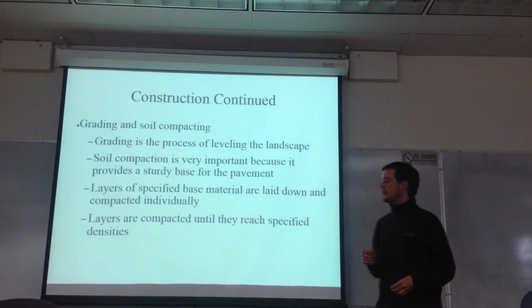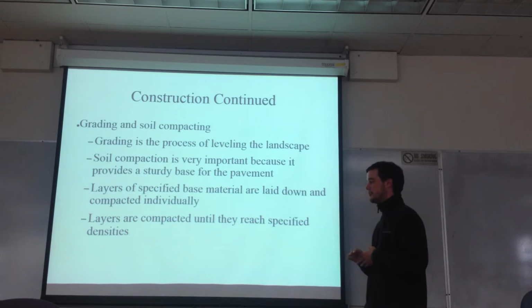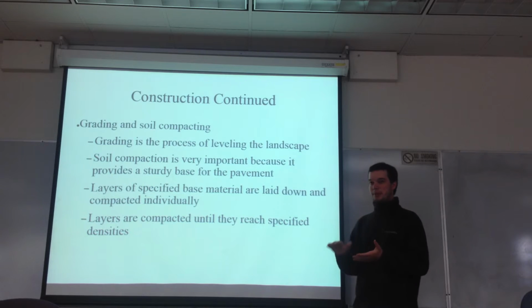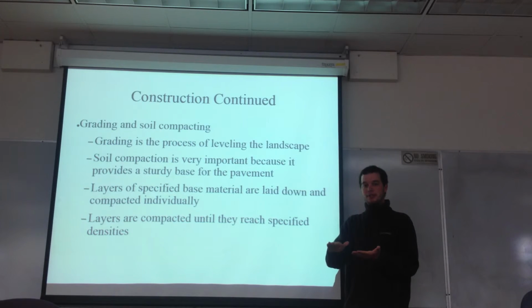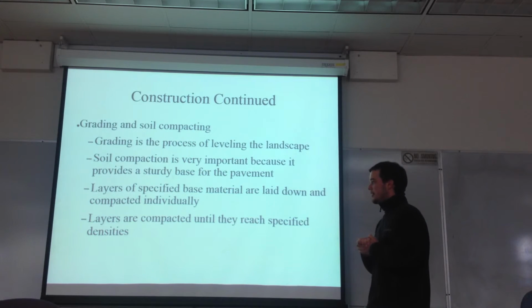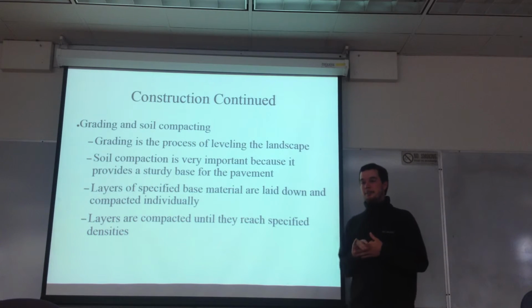Grading and soil compacting. Now, as I said before, the soil compaction and the soil process is very important. So when we're grading soil, what I mean by grading is we're leveling the soil to how we want it. We're setting it at the right elevations that we want. If we have a sharp turn, we're sloping the landscape so we can get that nice curve into these turns. And then after everything's graded, now we're ready to start compacting.